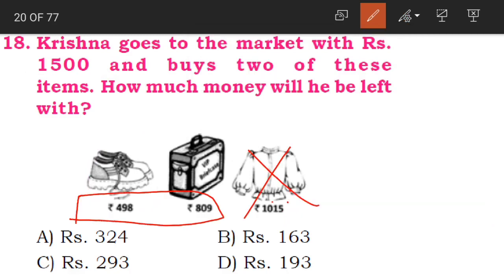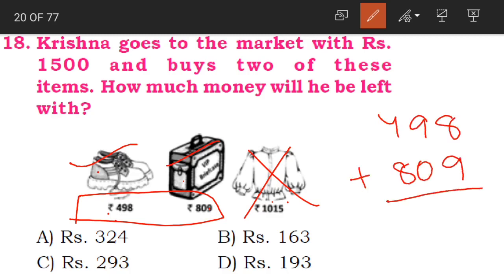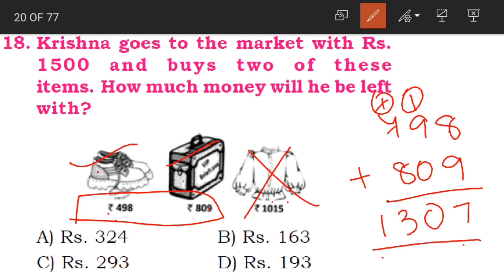Now we can buy only these 2 items, that is the briefcase and shoes. So let us find out the total cost of this. 498 plus 809. 9 plus 8 is 17. 1 carried. 9 plus 1 is 10. Again 1 carried. 1 plus 4, 5. 5 plus 8, 13. 1307 rupees were spent by Krishna.